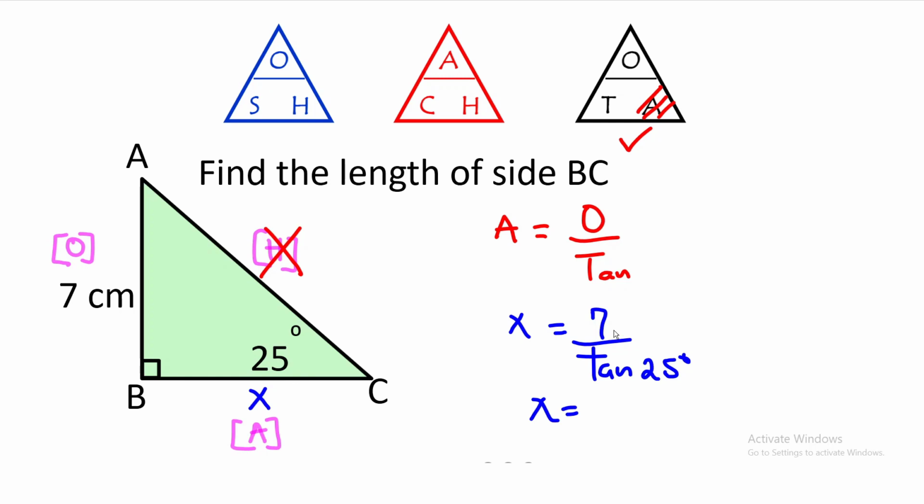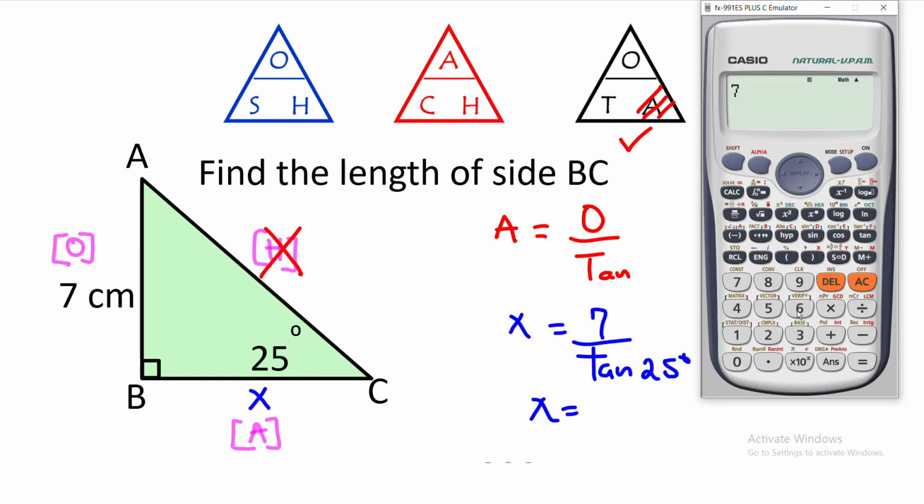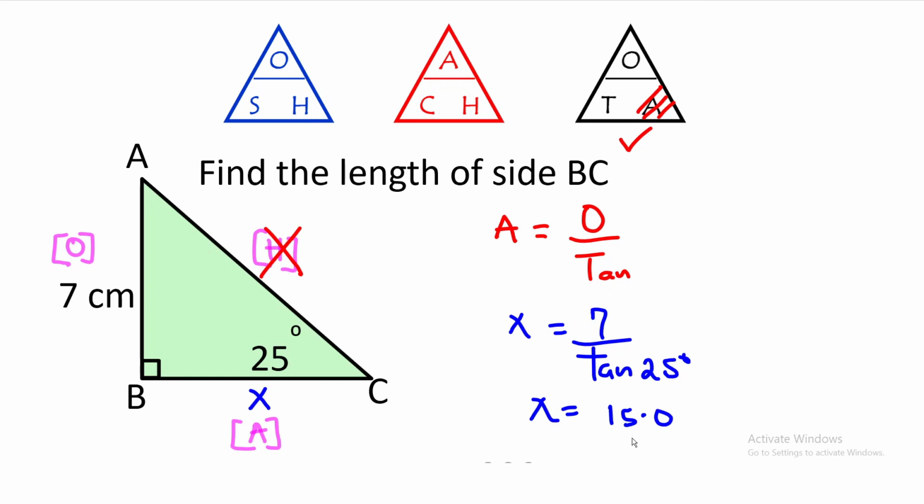Now we're going to use a calculator and do 7 divided by tan 25 degree. So we do 7 divide tan 25 degree, and close the bracket. We're going to have 15.01154844. Leaving the answer to one decimal place, we're going to have 15.0. And because the unit is centimeter, this side, BC, is 15.0 centimeter. I hope you understand this explanation.